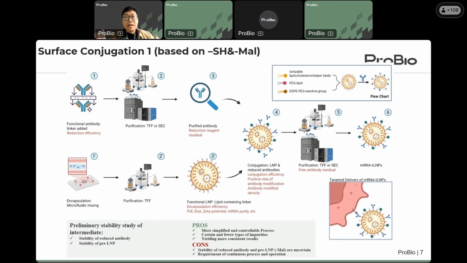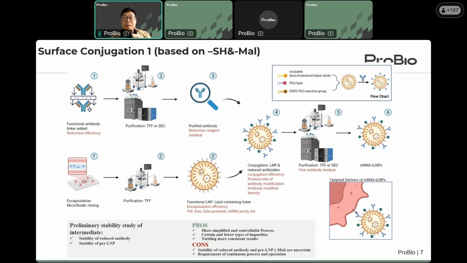Okay, I'm going to jump into our pathway for how we make mRNA-tLNP here at ProBio. The first pathway I want to introduce is surface conjugation. First, we reduce the antibody. Then we do the mRNA-LNP encapsulation. The difference here is that we introduce a fifth lipid component, for example a maleimide pack.